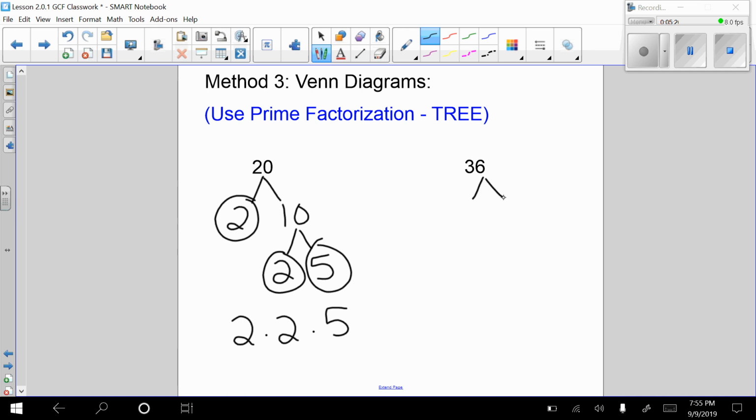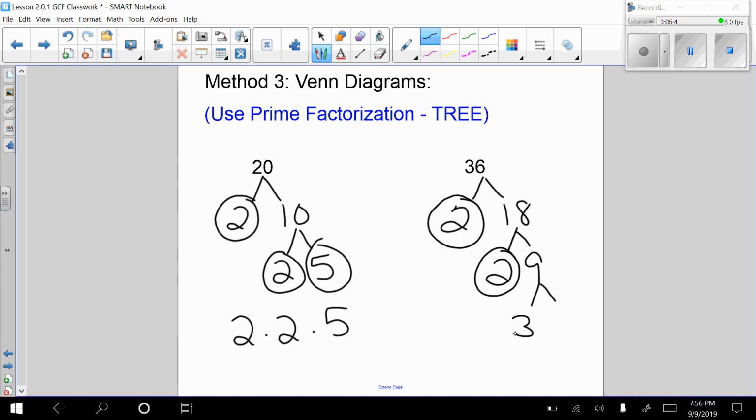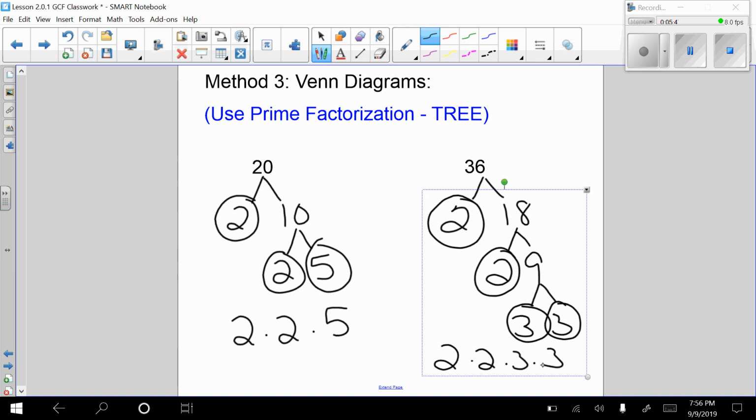Doing the same thing for 36. Again, starting with any numbers I want, I'm going to start with 2 times 18. 2 is prime, circle it. Breaking down 18 into 2 times 9. Circling the 2 as a prime number. And 9 breaks down into 3 times 3, circling those. So 2 times 2 times 3 times 3. Again, having my prime numbers. That will help me with finding out how to do a Venn diagram.